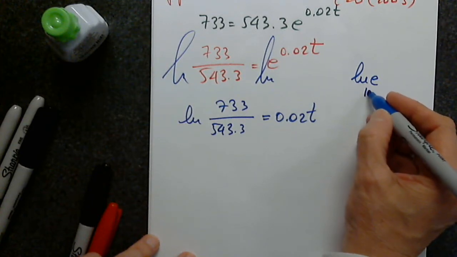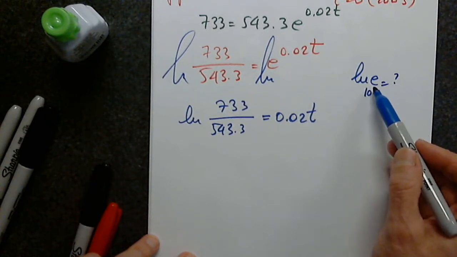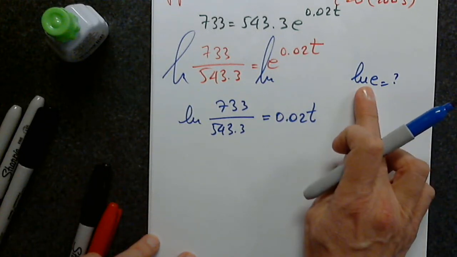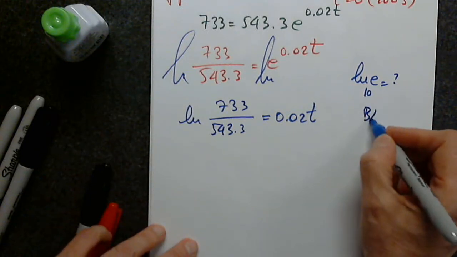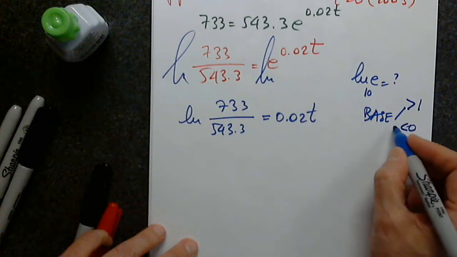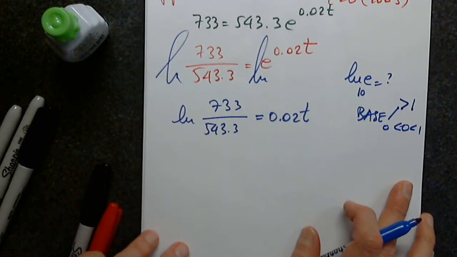If I say it's 10, then how do I get 1? 10 raised to which power is e? So what could the base be here? There is no base of 0. So one more time, the base can be either greater than 1 or between 0 and 1. There's no negative base, there is no 1 or 0.